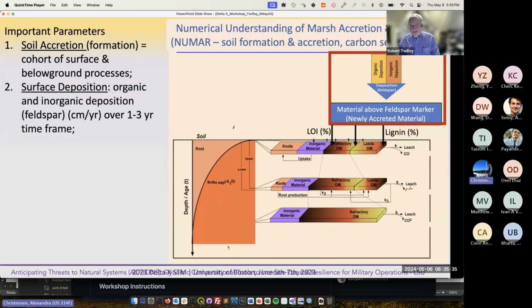So we start with this surface deposition. And again, feldspar gives us both the organic and the inorganic. Now, how do we do that?